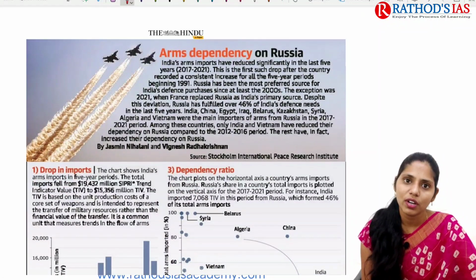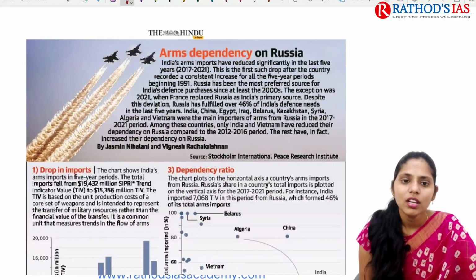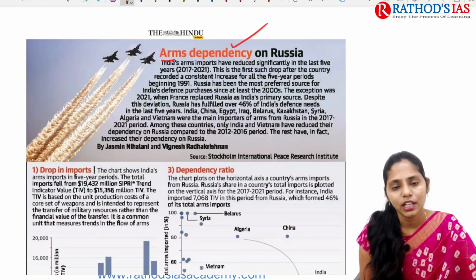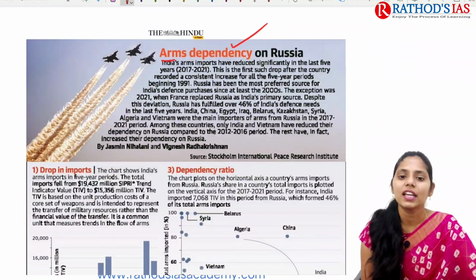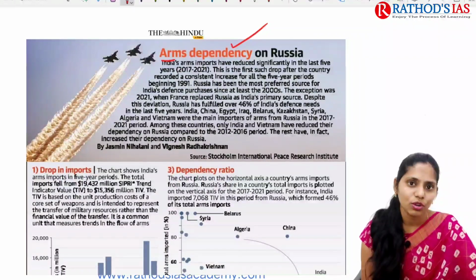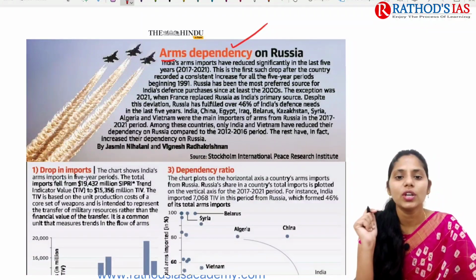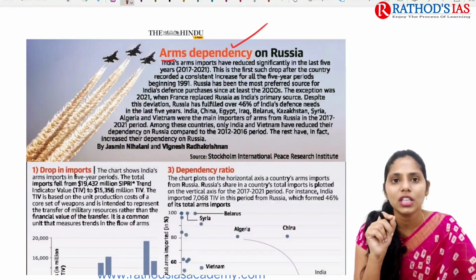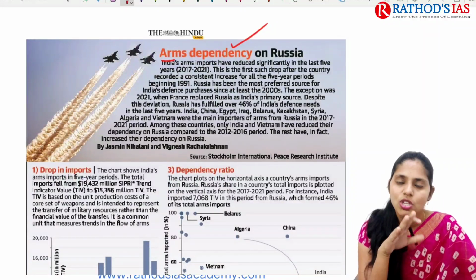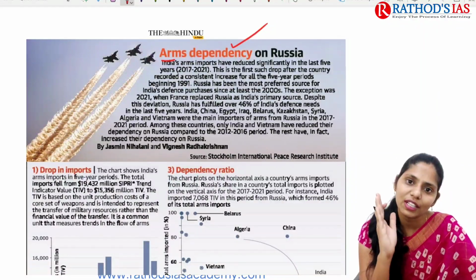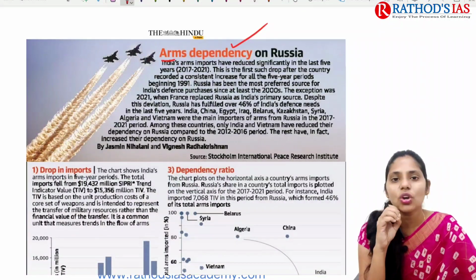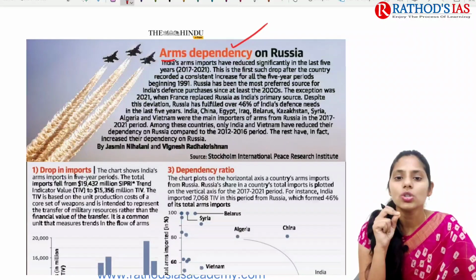And now let us try to see one data point. The title says arms dependency on Russia. This data point mainly shows details regarding the amount of arms that India is getting from Russia, according to the SIPRI report. Okay, so India's arms imports have reduced significantly in the last 5 years. If you see from 2017 to 2021, there is a decrease in arms imports. Okay, so this is the first such drop after the country recorded a consistent increase in the 5-year periods.